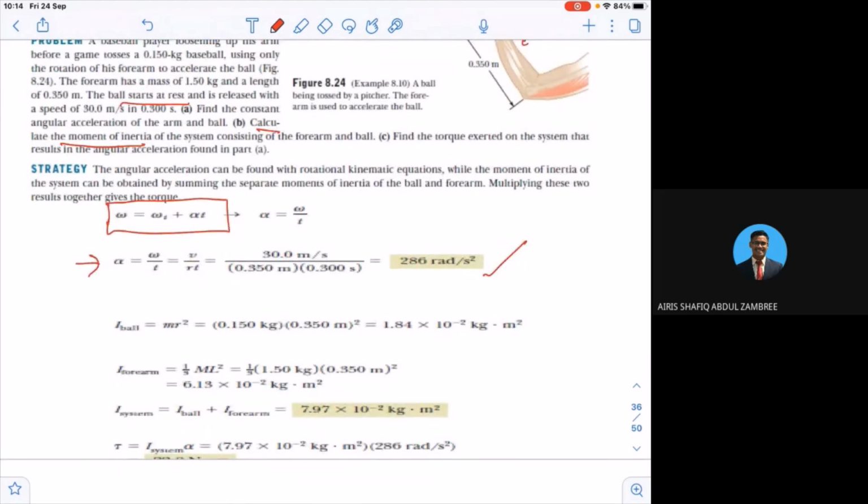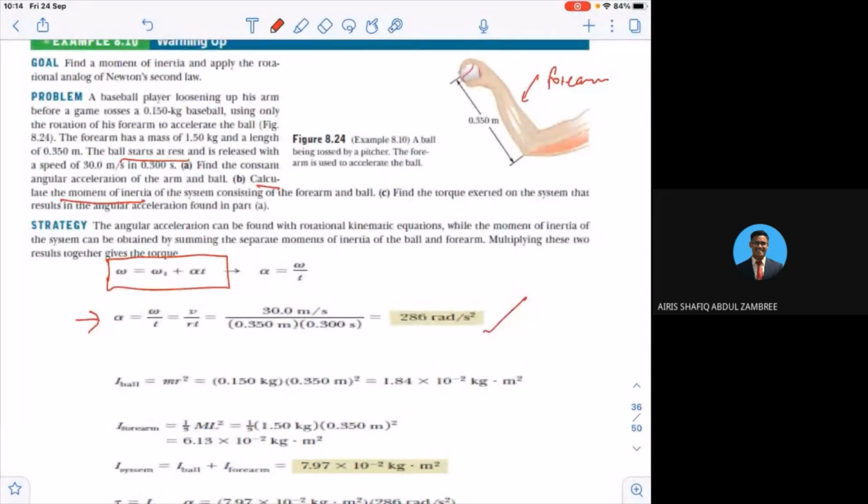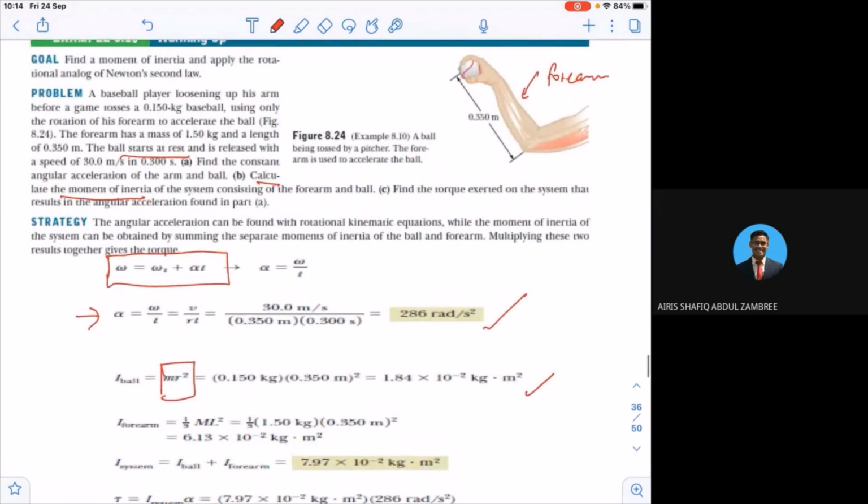The ball is considered to be a baseball, which has moment of inertia m r squared, because the shape of the ball is round, like a sphere. So we can use m r squared, or you can use the value.